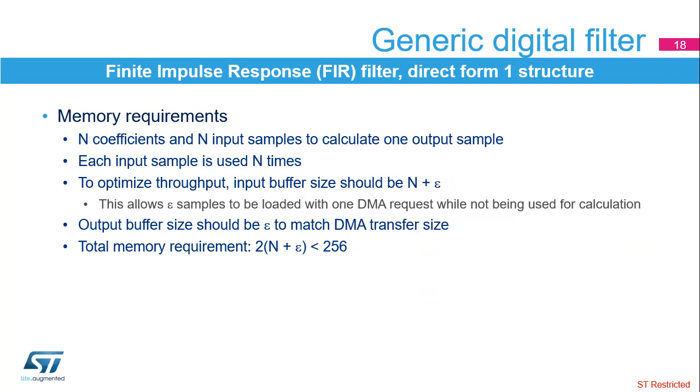The FIR requires N coefficients and N input samples to calculate one output sample. To optimize throughput, the input buffer size should be larger than N in order to load the next samples while the filter is working on the current set. For example, when using 4-beat DMA transfers, epsilon should be set to 4. Also, the size of the output buffer should be set to epsilon to transfer resulting samples in a unique AHB burst transaction.